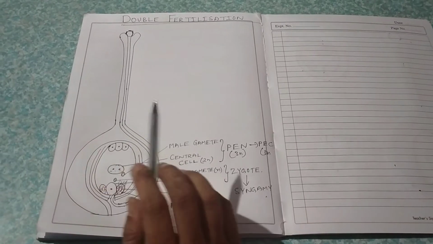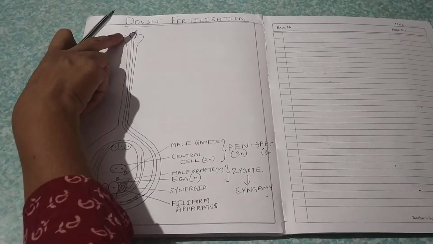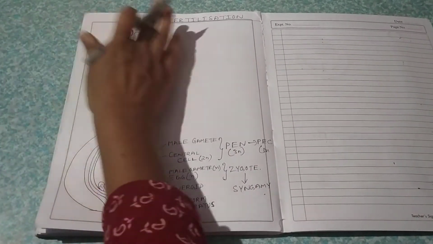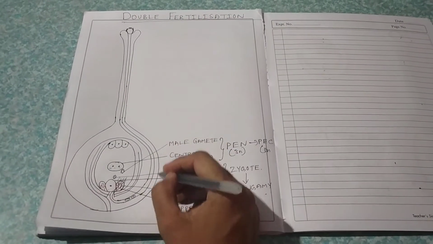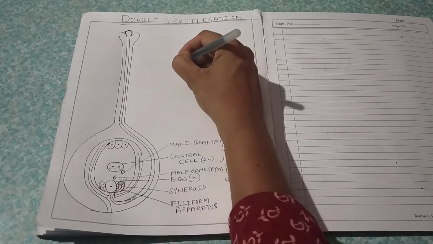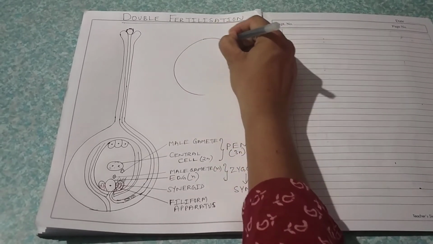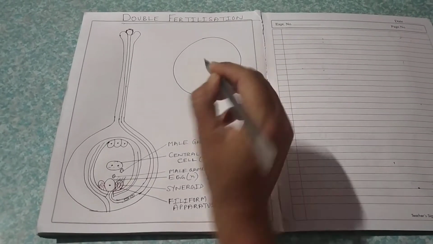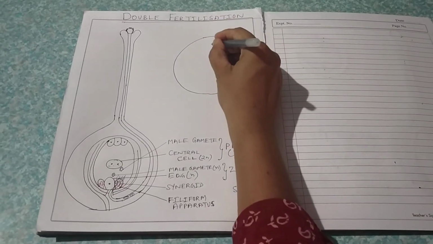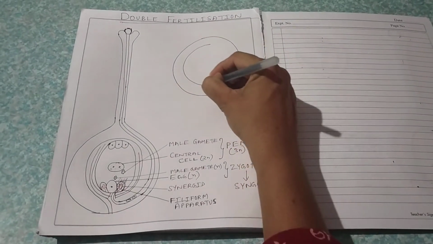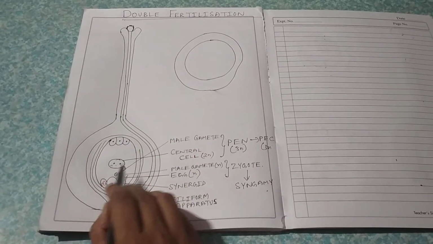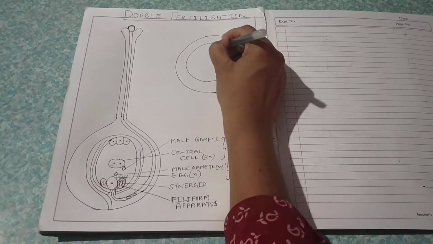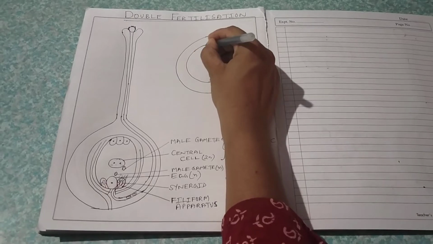And then what will happen after this? The stigma and the style, everything will dry off, and now the ovary will start changing into a fruit like this. The ovule will start changing into a seed like this, and then this primary endosperm cell will first enlarge.